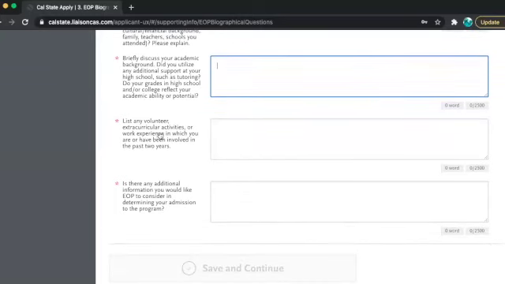List any volunteer, extracurricular activities or work experience in which you are or have been involved in the past 2 years only. So did you have to work? Why did you have to work? How long did you have to work? You write that here. Volunteer, where did you volunteer? Why did you volunteer? Why was that important to you?